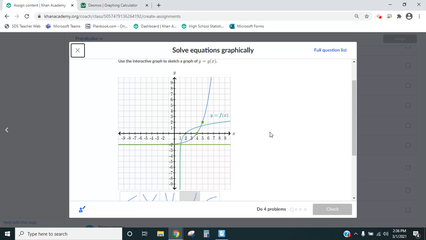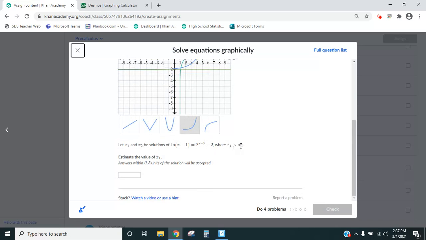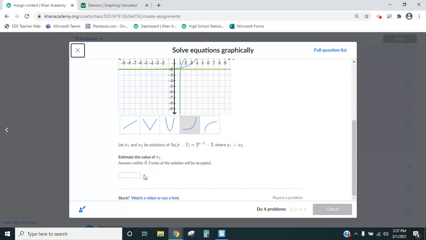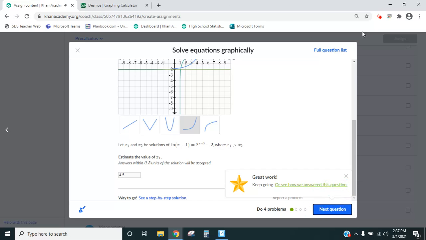Now I can compare my answers. I just wanted to get to one where it was an exponential for you. X1 is bigger than X2, so we need to write down the bigger of the 2 solutions. Here's one down here. There's one there. That looks to be at around 4.5 maybe. Okay. There you go.